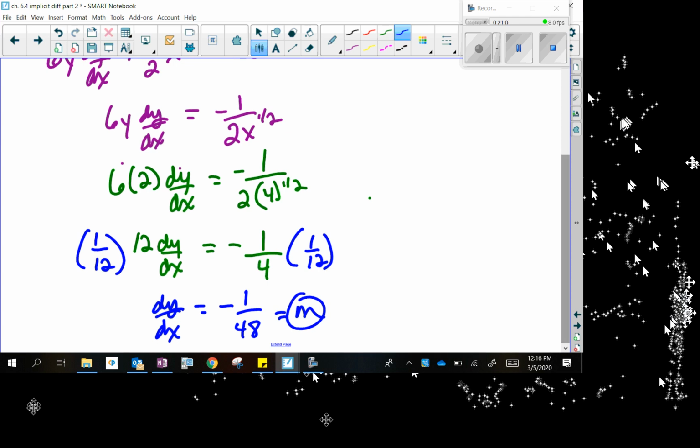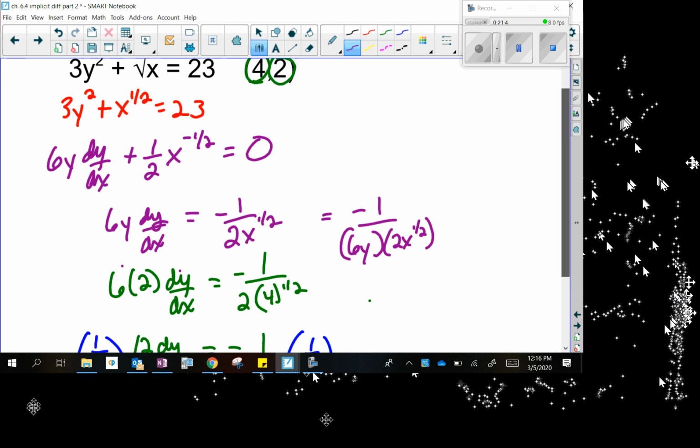What's that? So then you have negative 1 over 6y times x to the 1/2. Yeah, because right here, when you try to get dy/dx by itself, you would multiply by 1 over 6y. Is that what you did? Did you keep going? Okay, so now who wants to tell me the equation? Jillian?